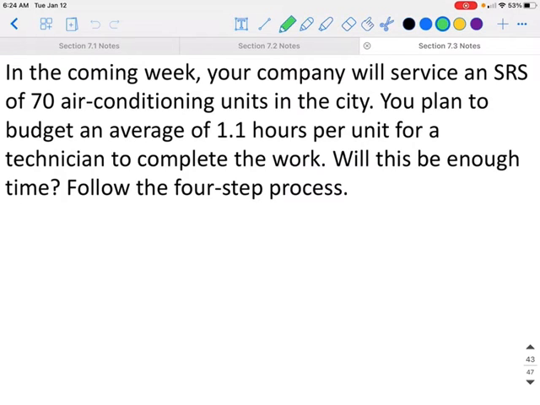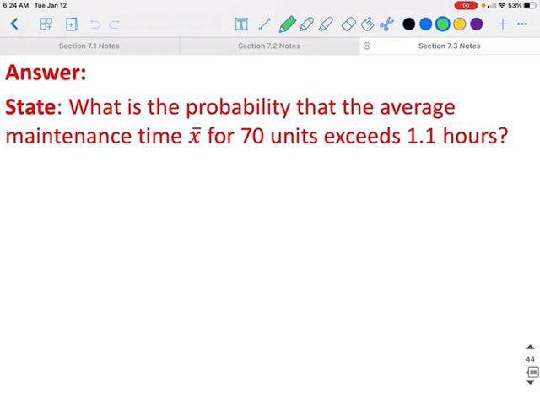Follow the 4-step process. Remember, in the 4-step process, the first thing we do is state. So for our state, we can say, what is the probability that the average maintenance time, X bar, for 70 units exceeds 1.1 hours?